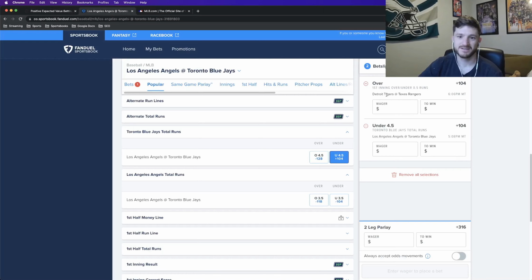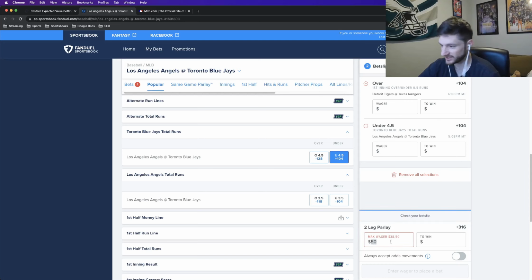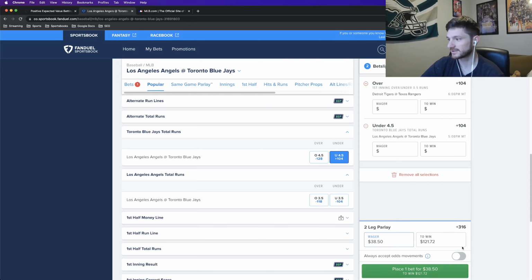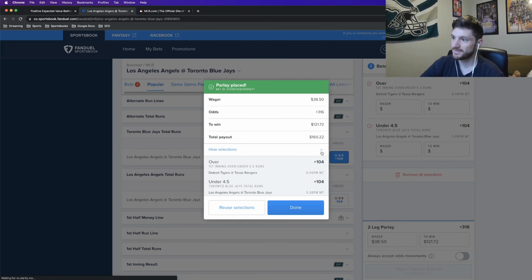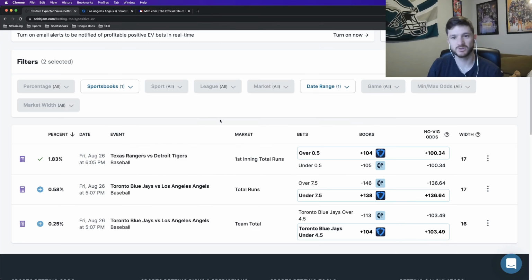First, the over in the Rangers versus Tigers first inning. So yes, run first inning. And then the Angels, Blue Jays, I'm taking the Blue Jays team total under 4.5. So this is just going to be a half unit play for me, or I guess a $38 play, because that's all they'll let me put on it for this parlay. So the bet has been locked in. Let's chat about it.